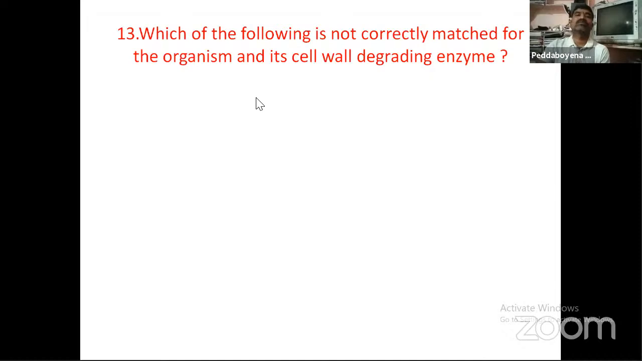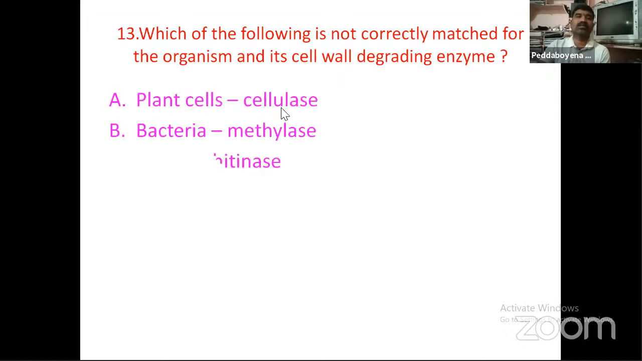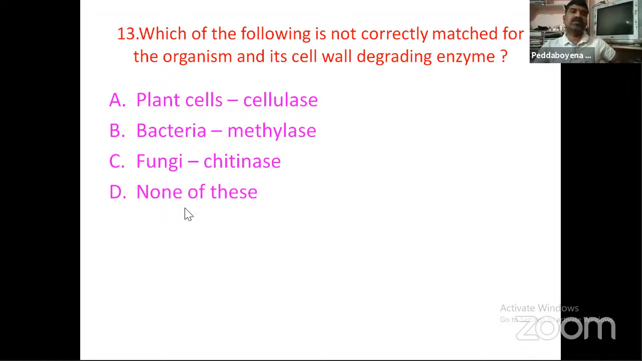The 13th question: which of the following is not correctly matched for the organism and its cell wall degrading enzymes? Plant cell, cellulase; bacteria, methylase; fungi, chitinase; and D, none of these. Fungi is chitinase and plant cell is cellulase, but the wrong answer is bacteria, methylase.